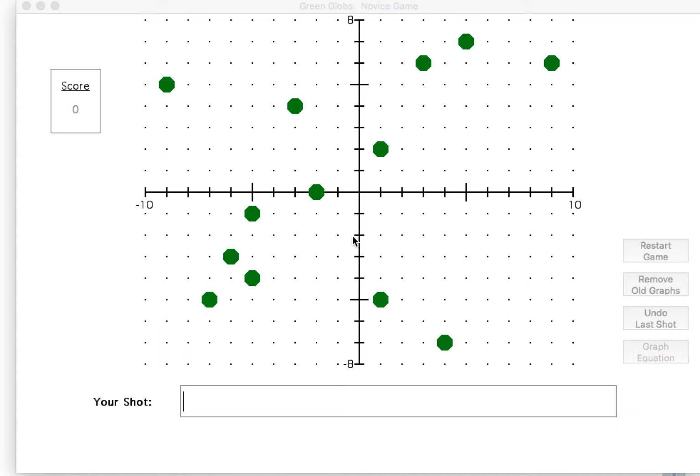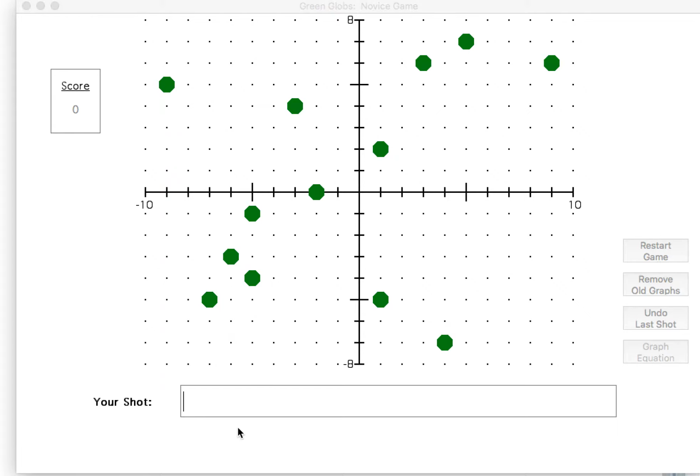Hey there everyone, I am going to show you a quick demo on how to play green globs with parabolas. This is the novice game. There are no equation busters. Those are open circles that will stop the equation that you have to avoid. This is the simple one.